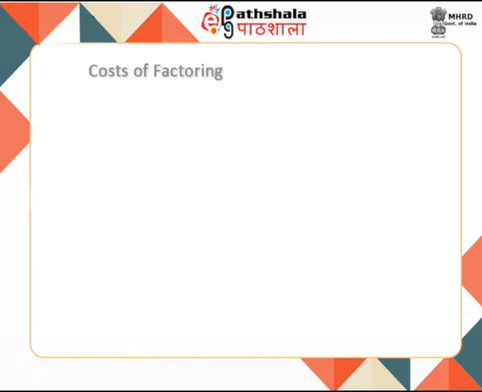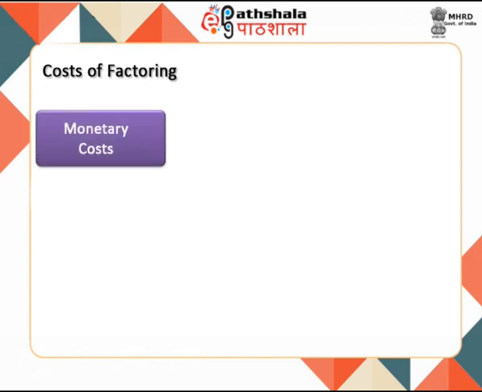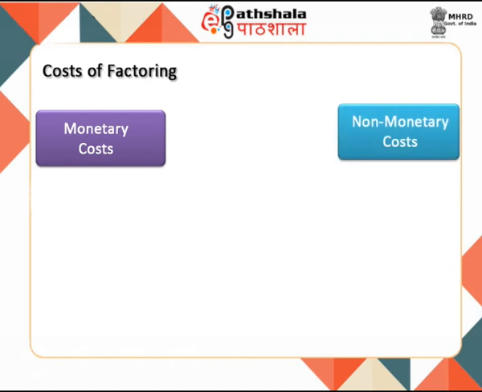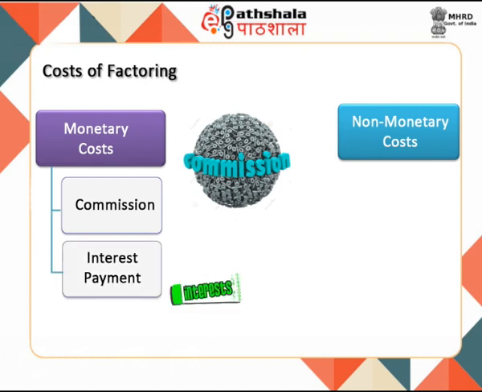Together with benefits, factoring has some costs as well. There are two types of costs associated with factoring, that is, monetary and non-monetary costs. Monetary cost includes commission and interest payment. Commission is paid for the services rendered by the factor, and interest is paid on the amount received as finance for the specified period of time.